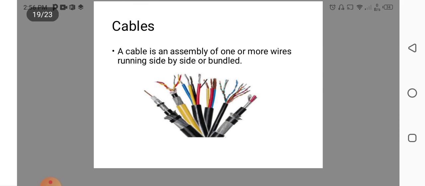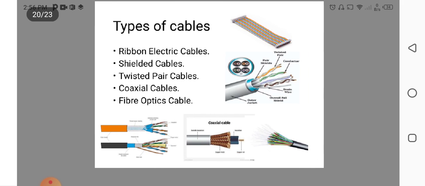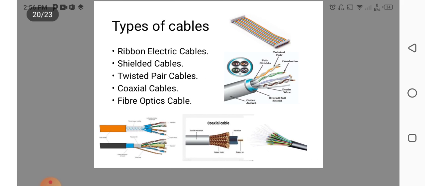Now I'll be talking about cable. Cable is an assembly of one or more wires. So an assembly of one or more wires is said to be a cable. You can see some cables, or you can see a bundle of wire as a cable. Types: ribbon electric cable, shielded cable, twisted pair cable, coaxial cable, fiber optical cable. These are the types of cables.